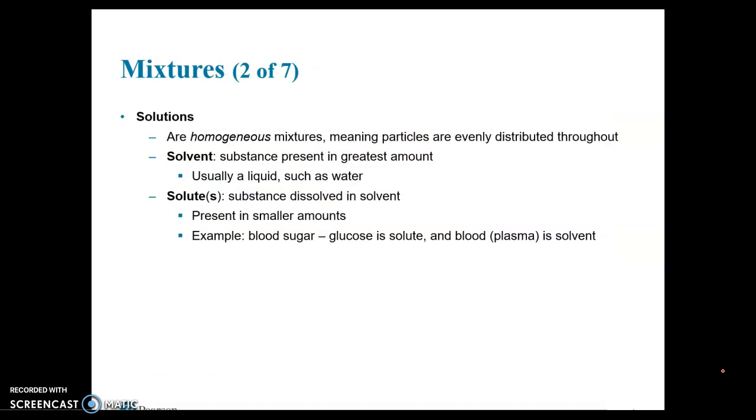So solutions are homogeneous mixtures. That means the particles are evenly distributed throughout. There is a solvent, which is usually liquid such as water, and then a solute, which is dissolved in the solvent. So an example in the human body is blood sugar. Glucose is the solute, blood sugar is glucose, and then blood plasma is the solvent. And blood plasma's main solvent there is water. So we should really say water is the solvent.